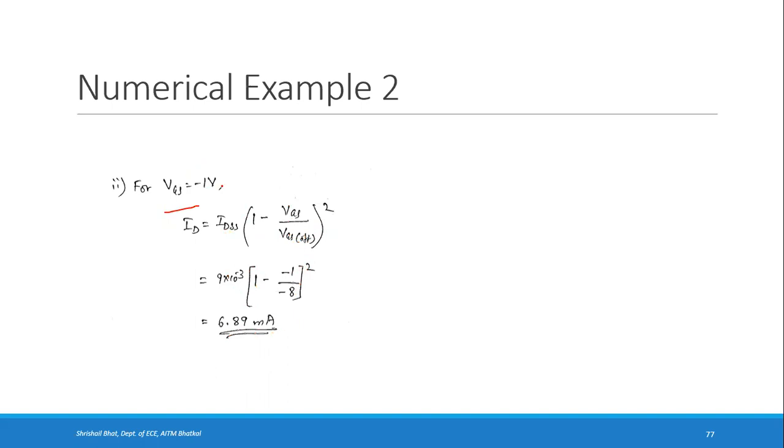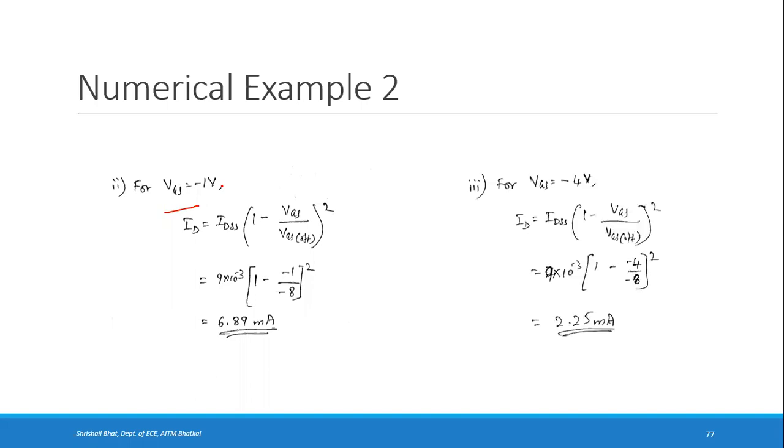The next thing given is if VGS is -4. If VGS is -4, should the current be more or less than this? Obviously, the current will be less, because as VGS increases negatively, the current will decrease. If you substitute VGS as -4 in the same equation and calculate, you'll get ID equal to 2.25 milliamps. It should be lesser than this value, obviously.